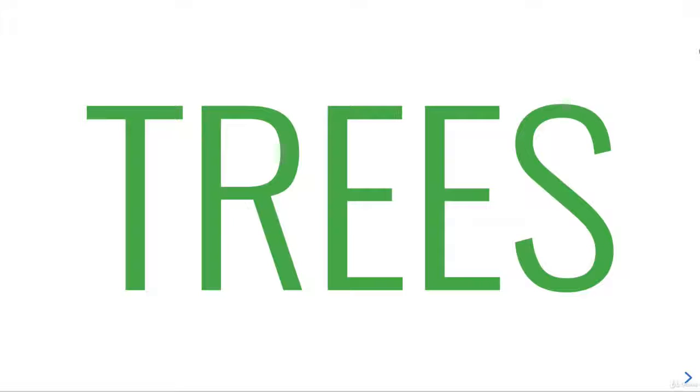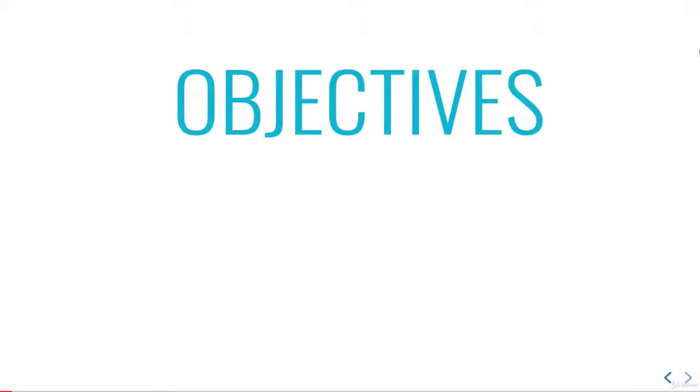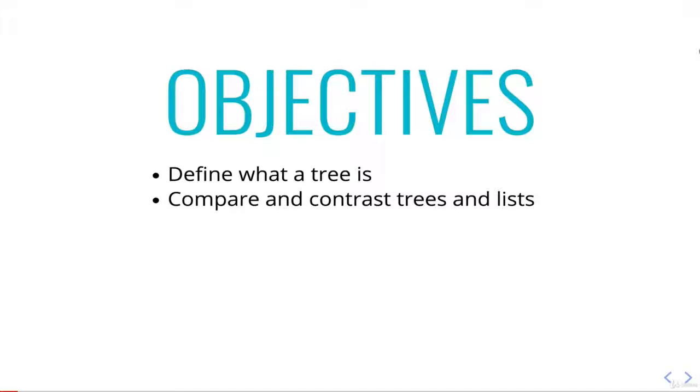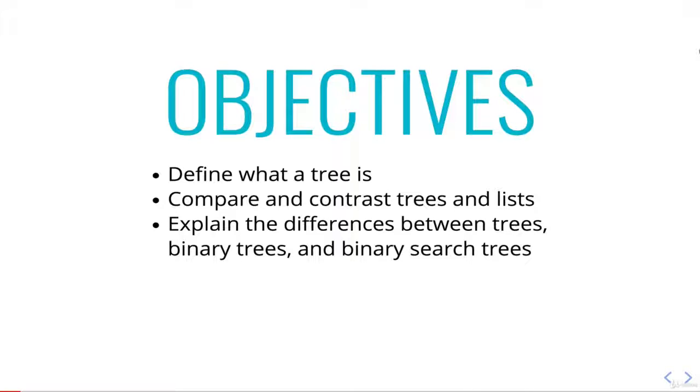So they are a bit of a step up from linked lists, a little more complicated, but also maybe a little more interesting. So quickly, let's run through our objectives. We want to define what a tree is, and compare and contrast trees with linked lists and arrays. Explain the differences between the different types of trees we're going to talk about: just plain old trees, then binary trees, and then finally binary search trees. And binary search trees is what this section is really focused on.